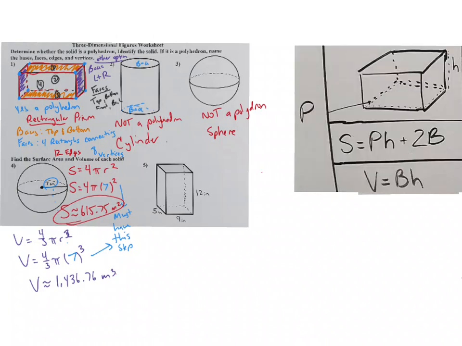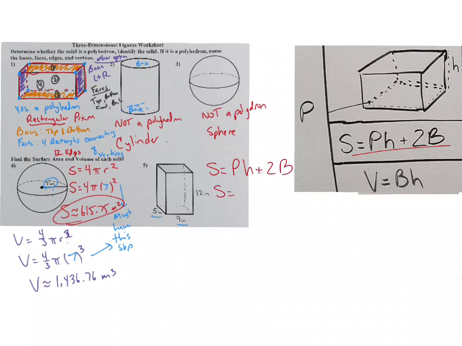All right, number 5. It is a prism because there are 2 congruent polygons connected by rectangles. This is actually a rectangular prism. It is definitely not a square prism because this and this are different lengths. So for the surface area, I'm going to use this formula right here. Surface area is equal to the perimeter of the base, so whatever you decide the base is, times the height, plus 2 times the area of the base. That's why it's big B.